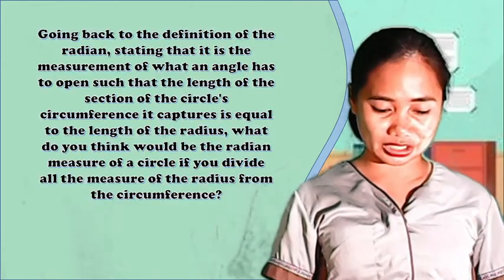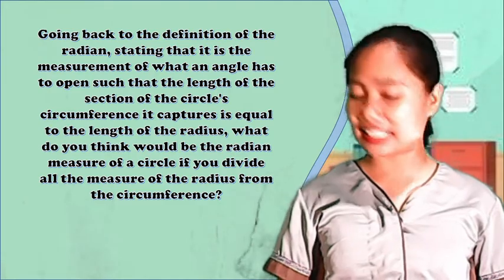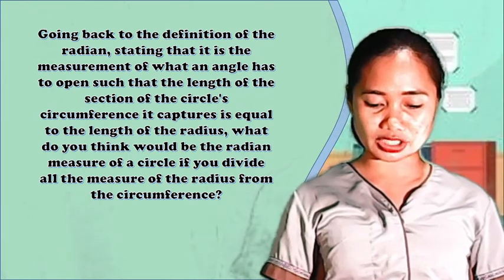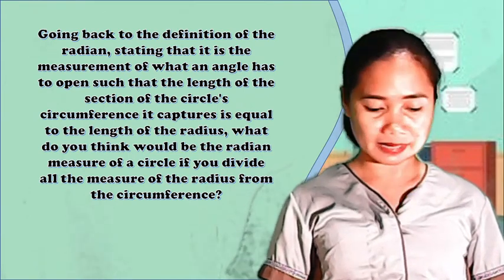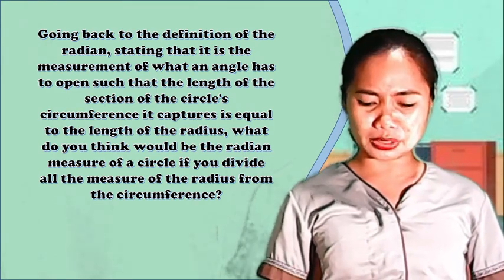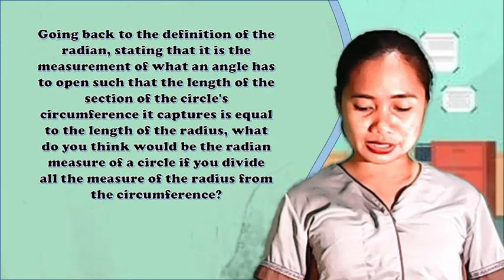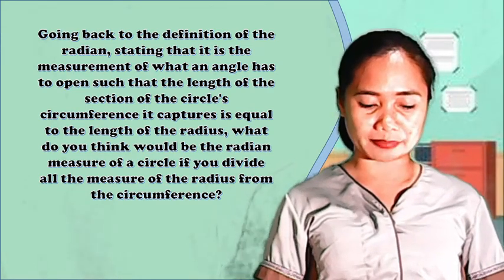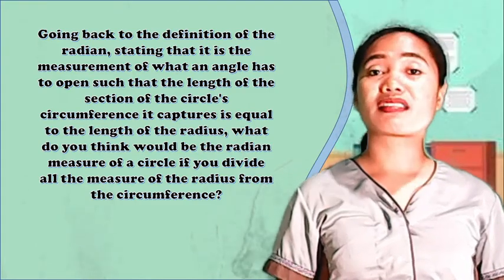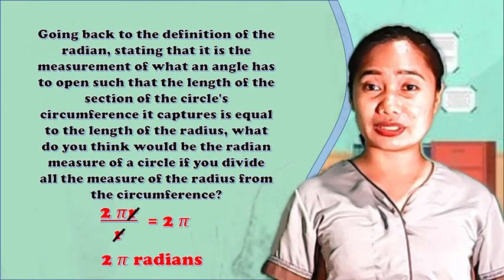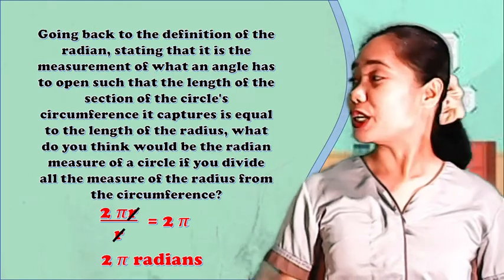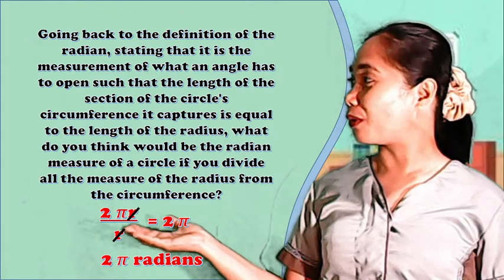Going back to the definition of the radian, stating that it is the measurement of how wide an angle has to open, such that the length of the section of the circle's circumference it captures is equal to the length of the radius. What do you think would be the radian measure of a circle if you divide all the measure of the radii from the circumference? Take note that the formula for circumference is 2 pi r. If you divide it by r, what is now the answer?